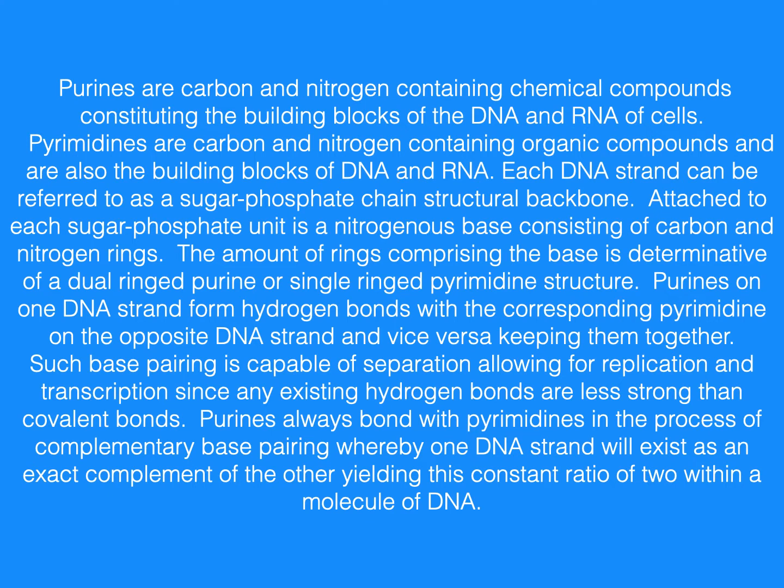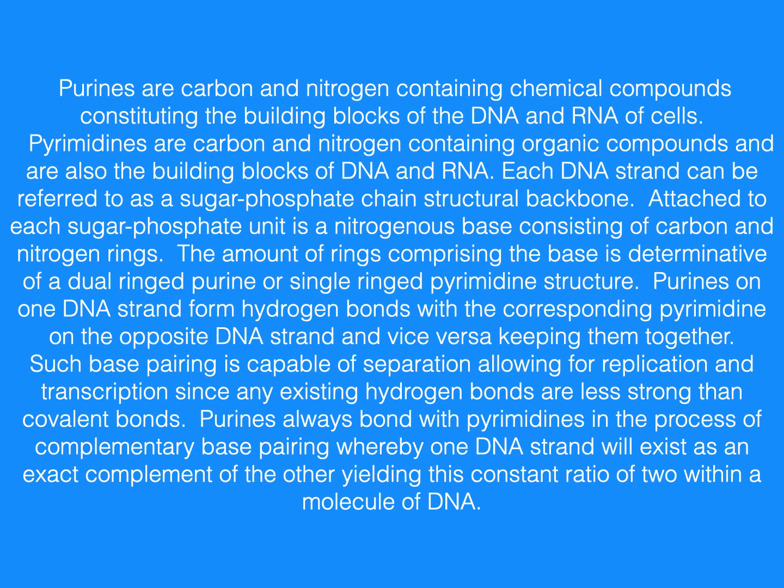Each DNA strand can be referred to as a sugar phosphate chain structural backbone. Attached to each sugar phosphate unit is a nitrogenous base consisting of carbon and nitrogen rings. The amount of rings comprising the base is determinative of a dual-ringed purine or single-ringed pyrimidine structure.